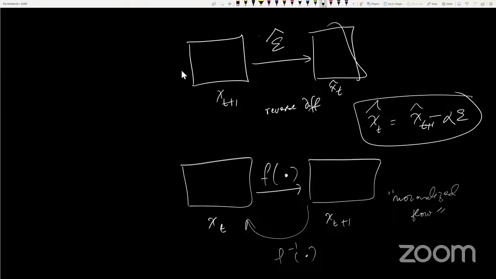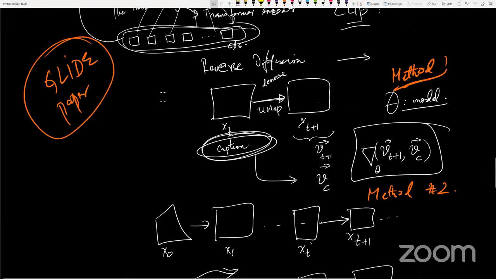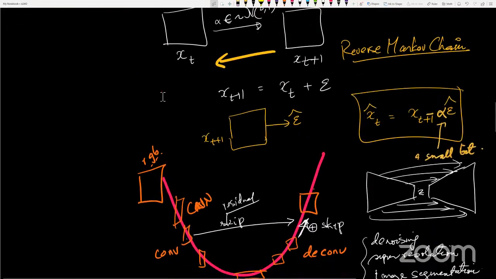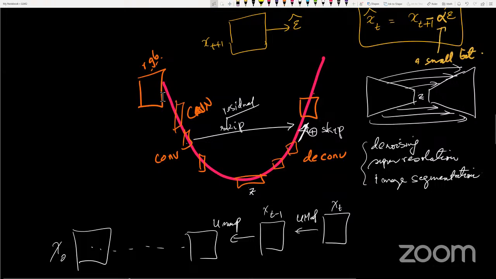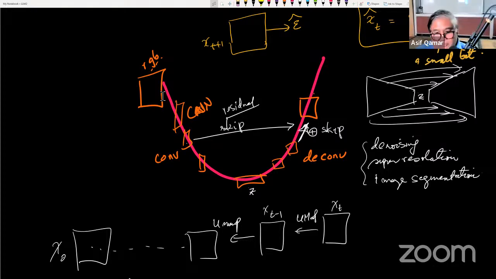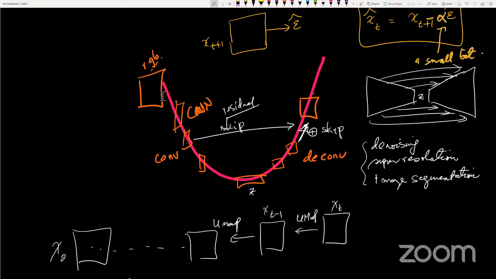Yeah, Asif, I have a question there. Can you scroll up to the UNet diagram you have? I'm not quite clear as to where diffusion is happening in the UNet model. You're basically getting feature map extraction, whereas the xt minus 1 in the context of UNet.